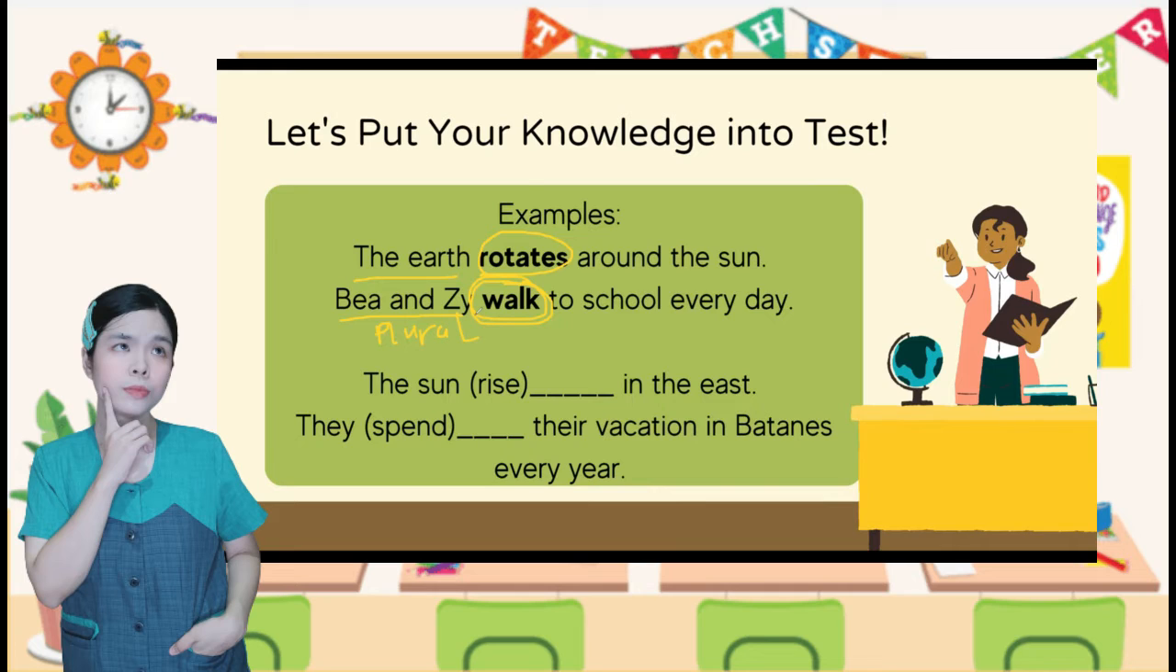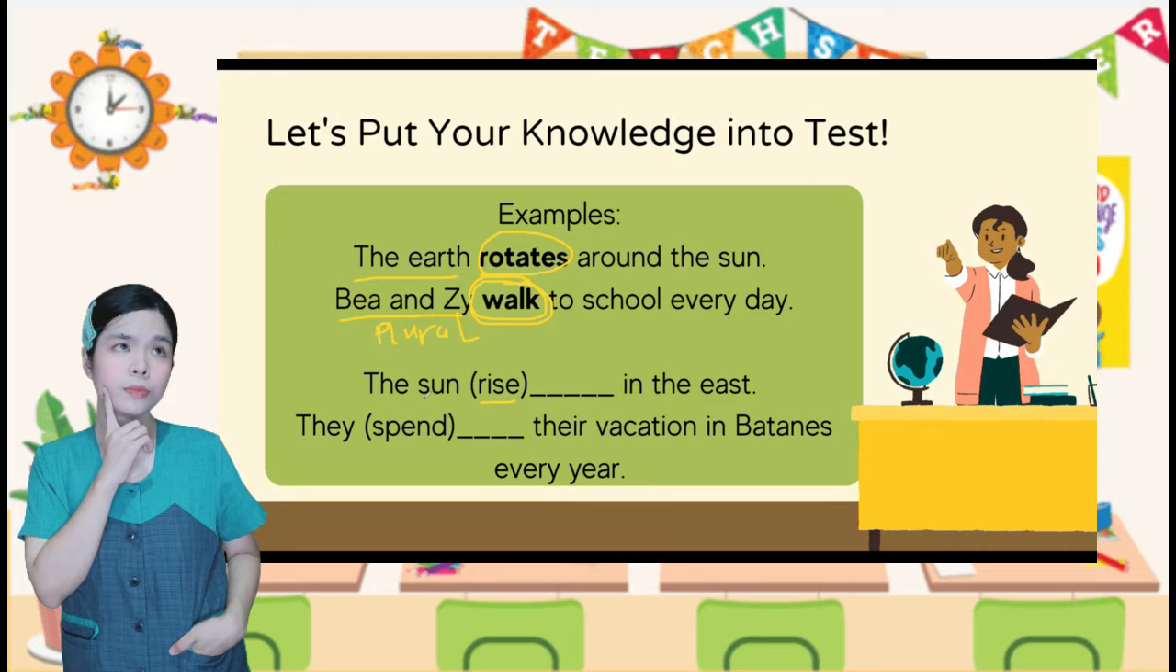Okay, so let's put your knowledge to the test. Here: the sun rises in the east. So the verb here is what? Rise. Now, class, let us check the subject. Always, in forming the simple present tense of the verb, please check the subject first. So what is the subject here? Very good. The sun.